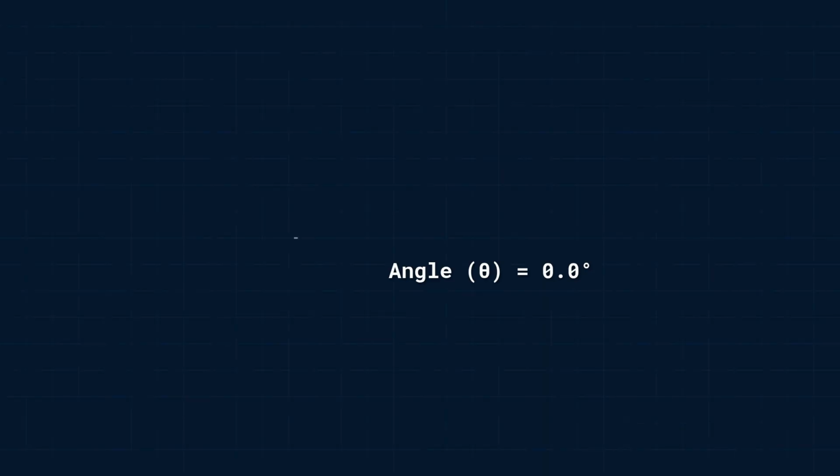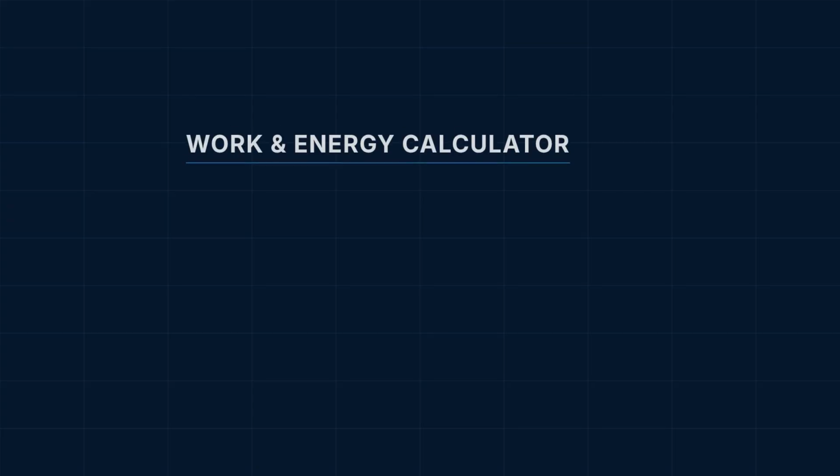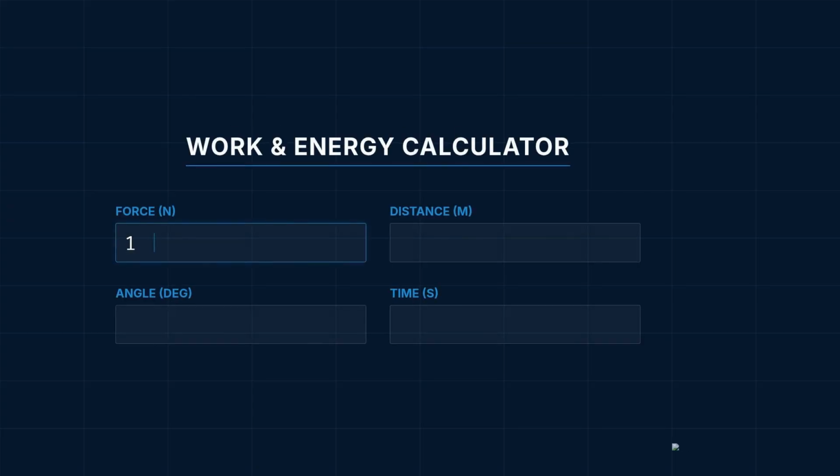The angle field is where you specify the angle in degrees between the force direction and movement direction, with 0 degrees for horizontal force. Finally, there's an optional time field in seconds for power calculation. For our example, I'm entering a force of 10 newtons, a distance of 10 meters, an angle of 10 degrees, and a time of 10 seconds.